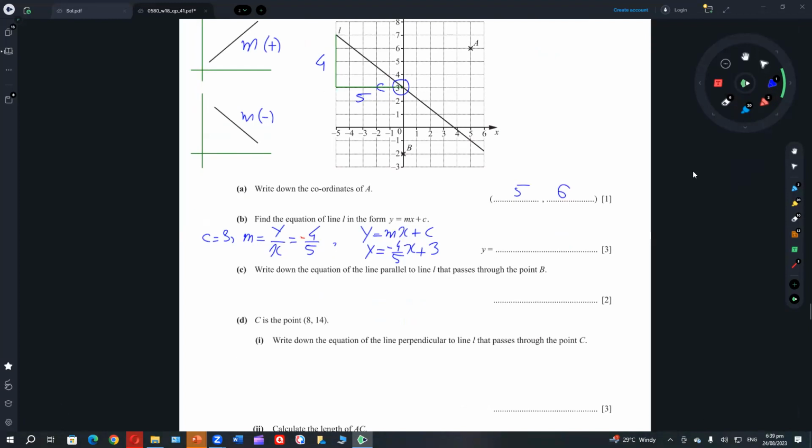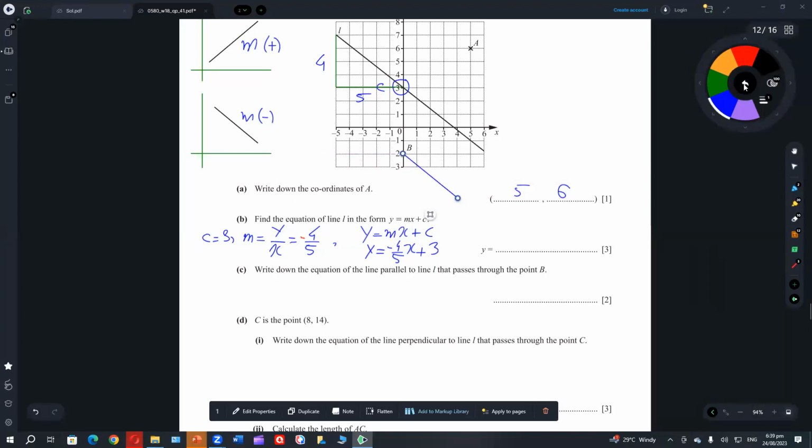Write down the equation of the line parallel to line L that passes through the point B. Where is point B? He wants the equation of the line parallel to line L. So we need to draw a line parallel to it, like this. You should also draw a line with the ruler.